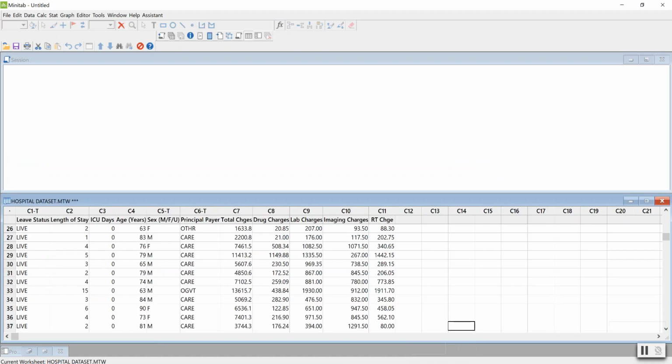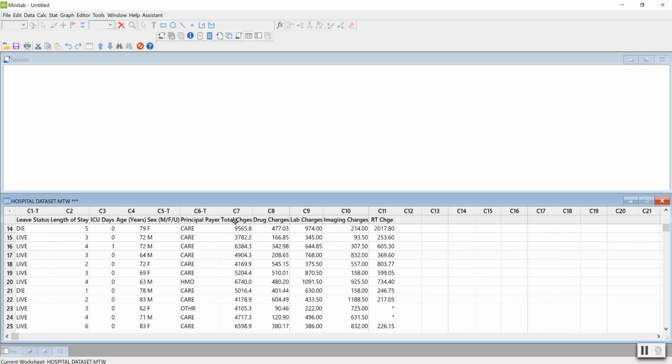So now that the document is open, I can see a couple of variables. I can see 1 to 11 variables. Leave status. By the time the person was leaving, did the person die or leave before leaving the hospital? How long in days did the person stay in the hospital? How many days did the person spend in the intensive care unit, 0s or 1? What is the age of the patient, the sex of the patient? What type of payer for charges does the patient have? Is it care? Is it HMO? Is it other?